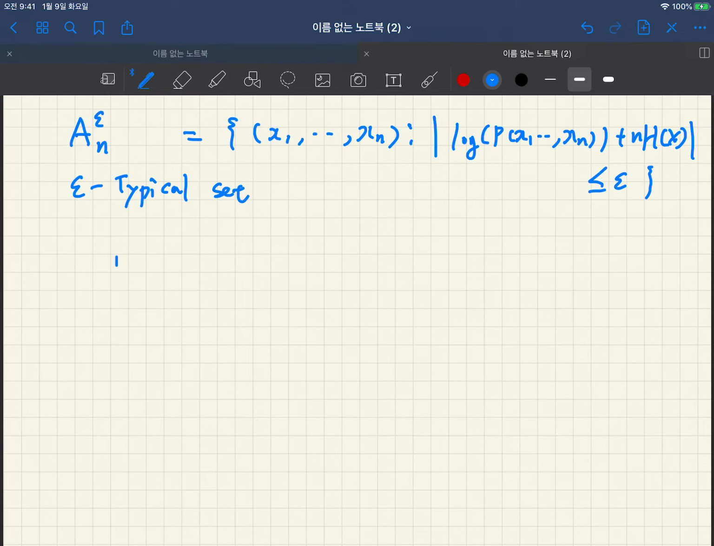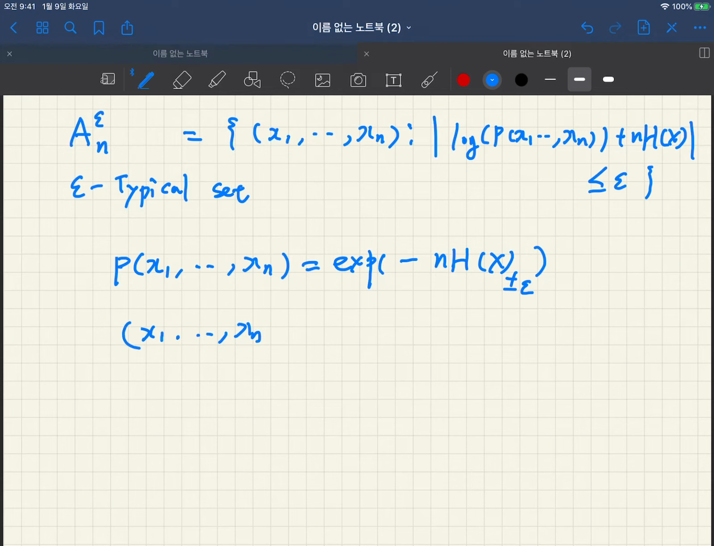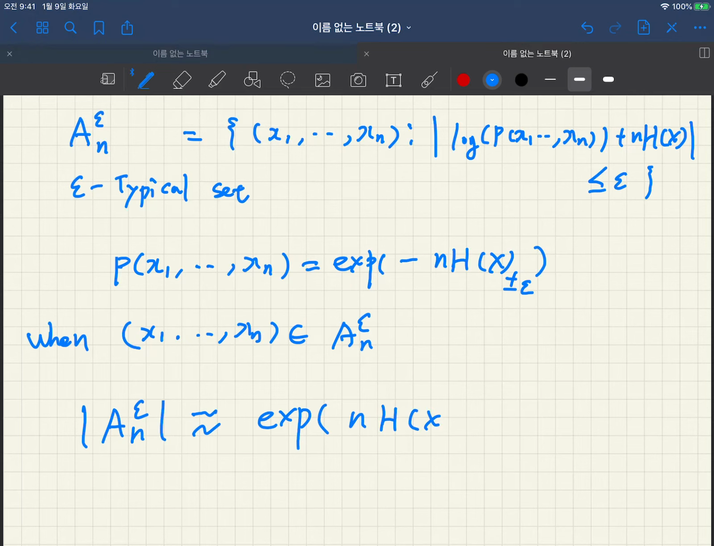But we also know that the probability of x1 to xn is equal to exponential of minus n H(x), of course with some plus or minus epsilon there, when x1 through xn belong to the epsilon typical set. From this, we know that the cardinality of the epsilon typical set is roughly exponential of n times H(x). Okay, so we are almost there.